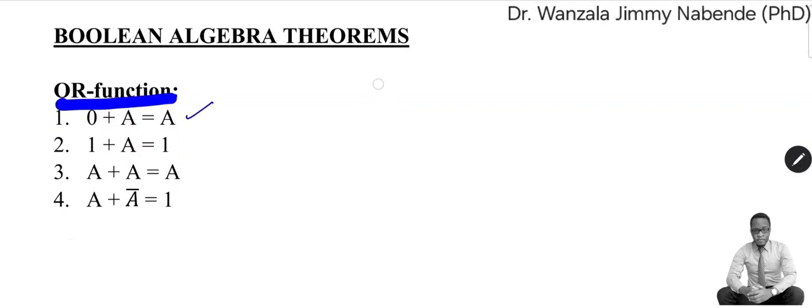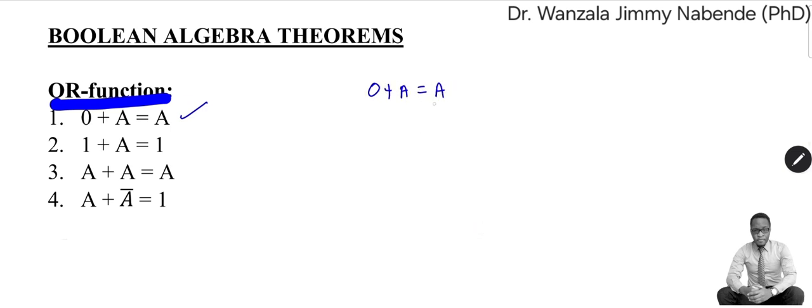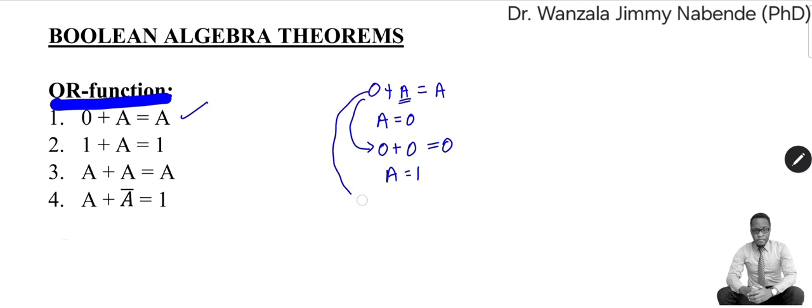Number 1, 0 plus A is equal to A, meaning that it depends on A. Let's find out. If A is equal to 0, then this will be 0 plus 0, which is equal to 0. Then if A is equal to 1, then this will be 0 plus 1, giving us a 1, meaning that it depends on this value here. And therefore, the answer is A.